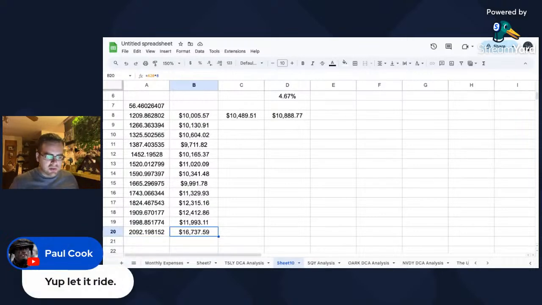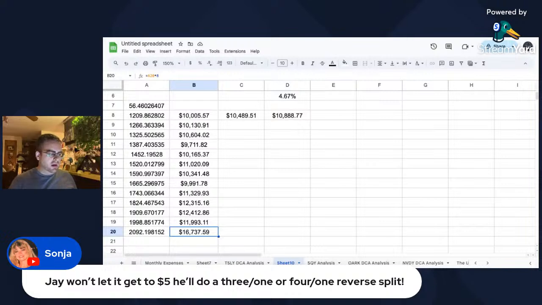So yeah, the gist of this, let it ride, let it ride. Like Sonia's saying here, Jay won't let it get to $5. He'll do a 3-for-1 or 4-for-1, reverse split, something. We'll see. We'll see for sure.